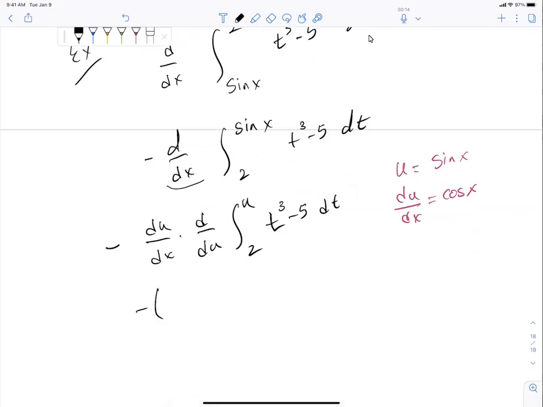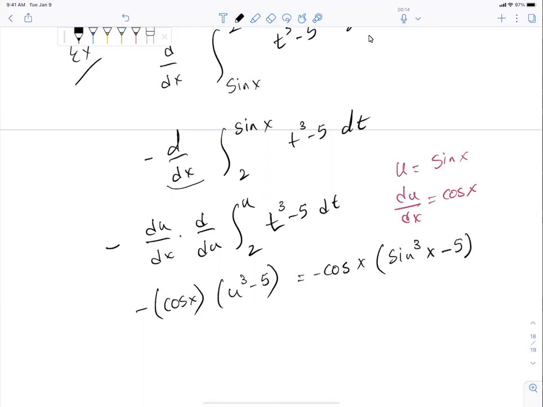du/dx we just calculated is cosine x. d/du, and u is just the upper bound of an integral from 2 to u of the function. The derivative and integral cancel out. You just get u cubed minus 5. And u cubed in this case would be sine cubed x minus 5.